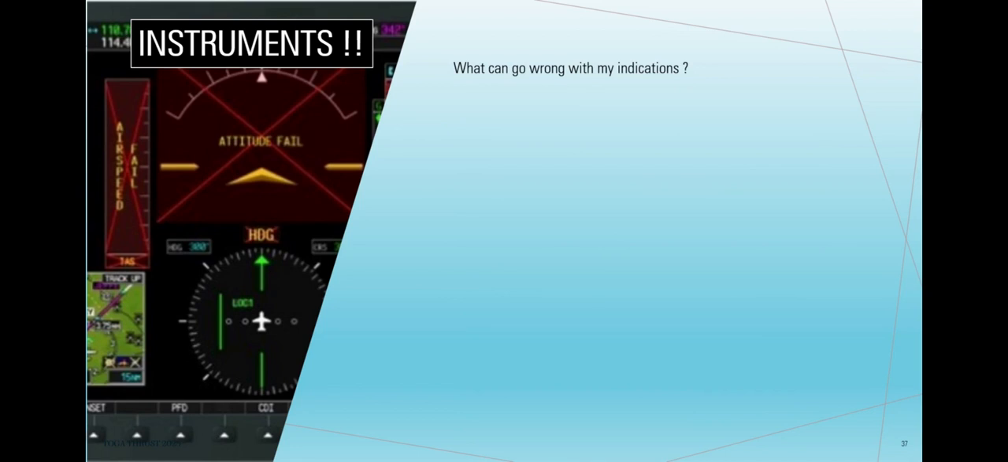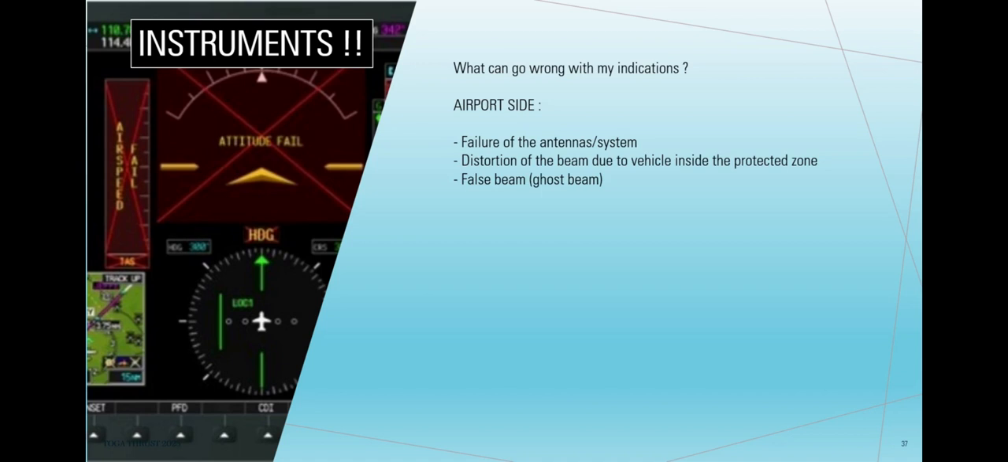Instruments. What can go wrong with my indications? Airport side: failure of the antennas system, distortion of the beam due to vehicle inside the protected zone, false beam, ghost beam.